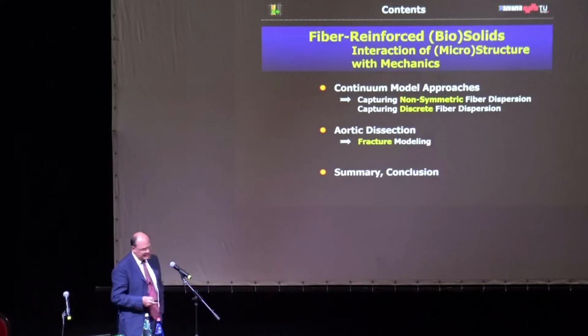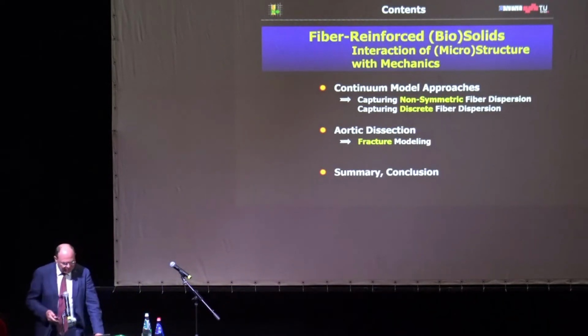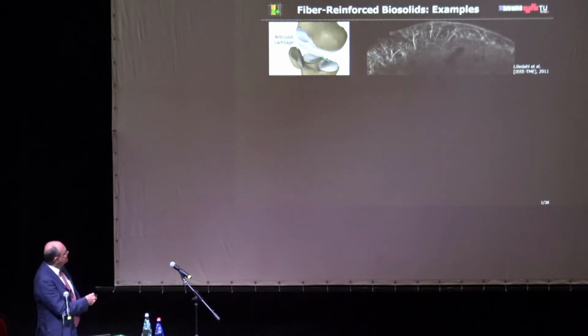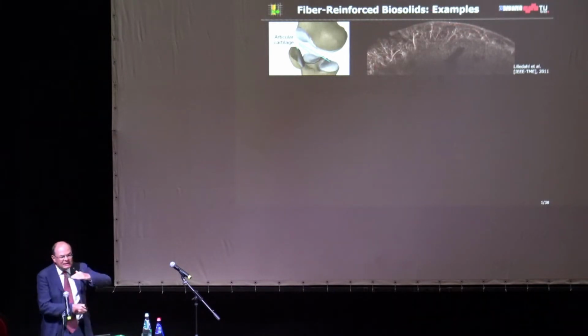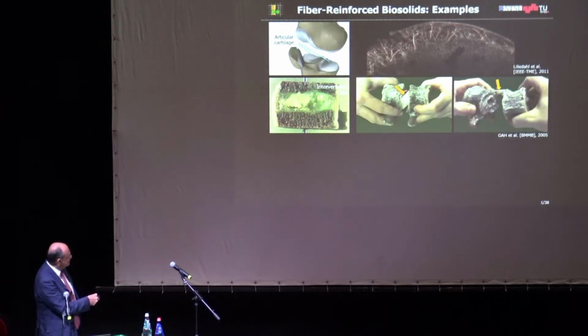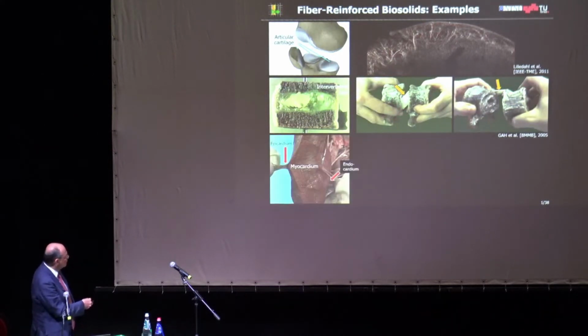Okay, so let me start with fiber-reinforced solids. Here you have the cartilage, and what you can clearly see are collagen structures in basically 3 layers, and they really change their orientation throughout the cartilage. This is another example, an intervertebral disc, and you see, even with your naked eyes, strong collagen fibers. So this is not an isotropic material at all. This is basically a transversely isotropic material where you have strong collagen fibers.